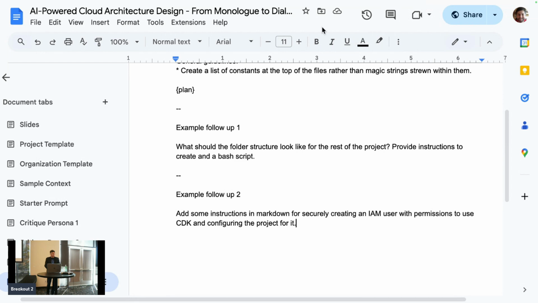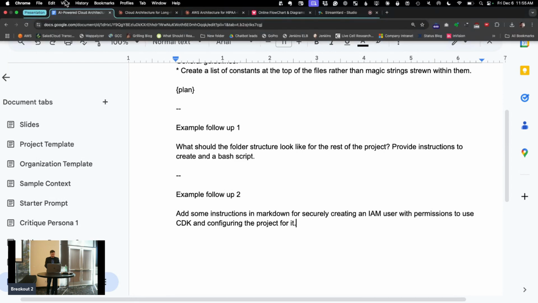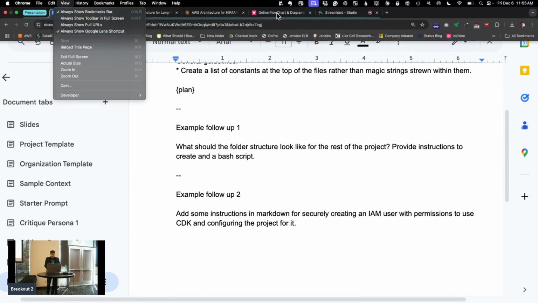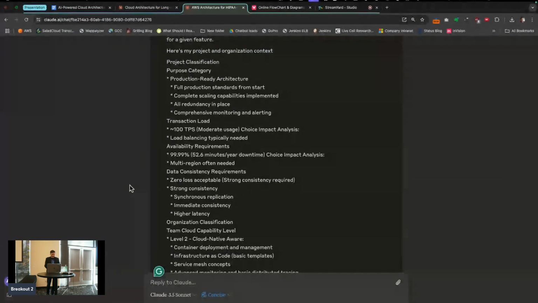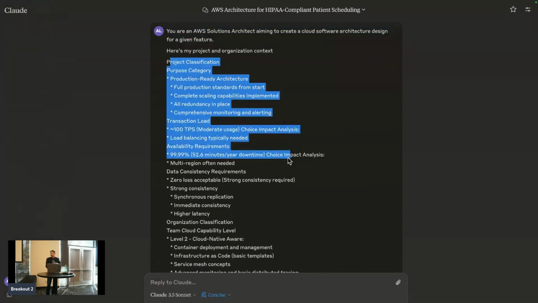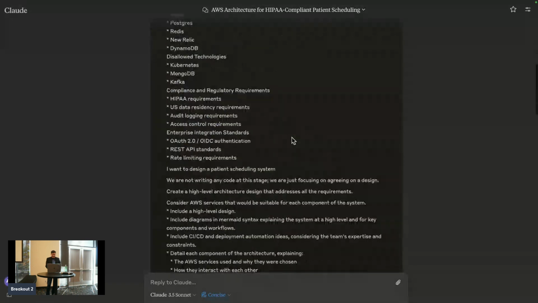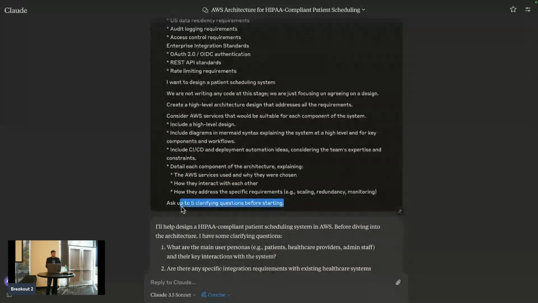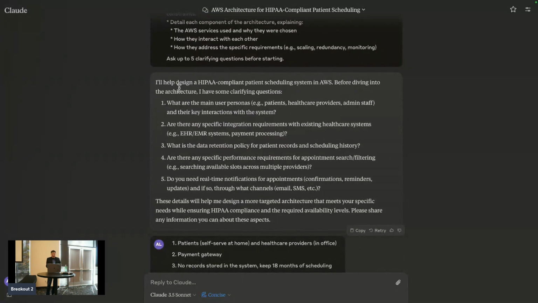So I'll switch over to the example. This is a conversation with Claude Sonnet 3.5. And you can see I have my little preamble here. I pasted in the project classification that I showed. And at the end, ask up to 5 clarifying questions. And it asks me some questions.